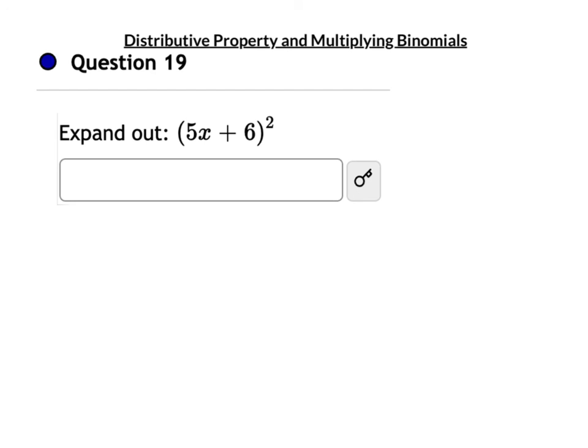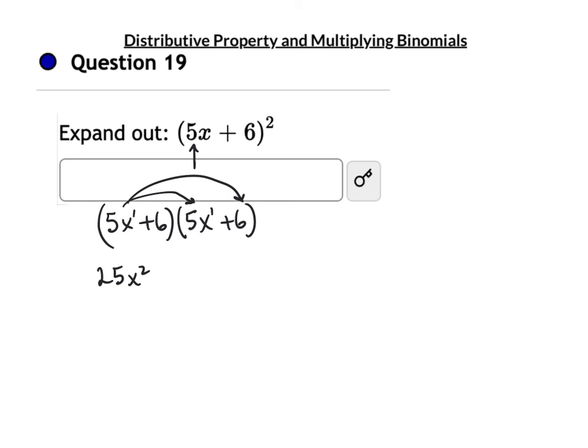The last example, question 19, is just like the previous question, except we have a 5 in front here. But we can't distribute an exponent over addition and subtraction. We have to write this out twice and FOIL it. 5x plus 6 times 5x plus 6. Take 5x times 5x, that's 25x squared, because x to the first times x to the first is x squared.